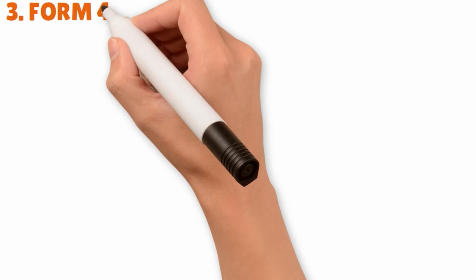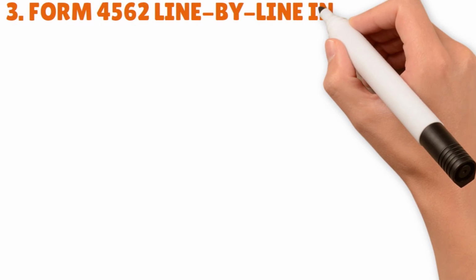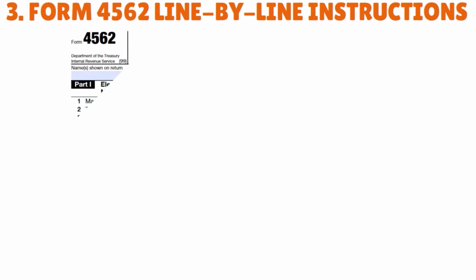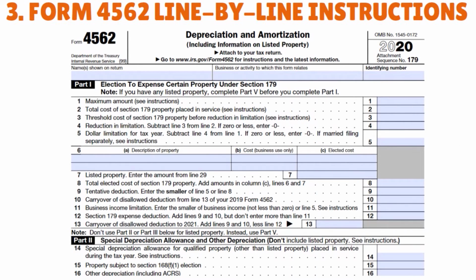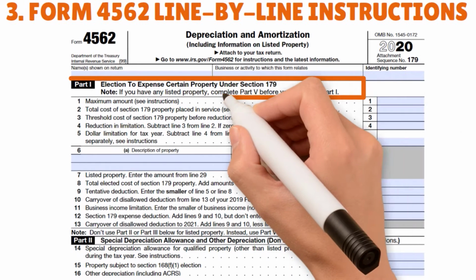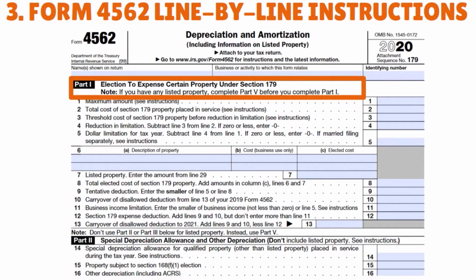All right, now let me give you the Form 4562 line by line instructions. So here you have part 1. So this is election to expense certain property under section 179. So remember though, an estate or trust cannot make this election. So you can elect to expense part or all of the cost of section 179 property that you placed in service during the tax year and use predominantly, in other words, more than 50% in your trade or business.